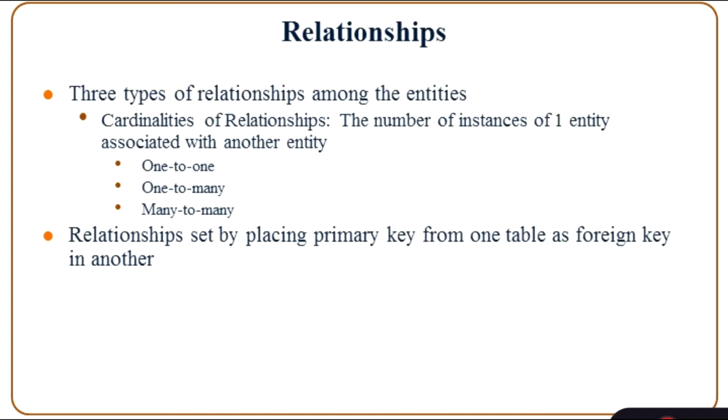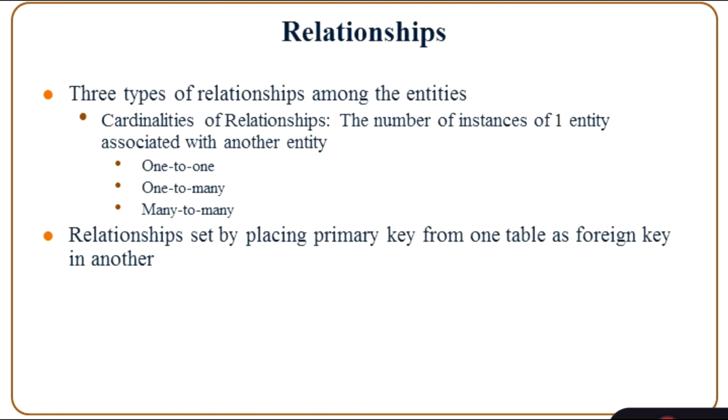An example for one-to-many relationship is when we have employee department relationships. Each department may have multiple employees. On the reverse relation, each employee belongs to one department. And finally, an example for many-to-many relationship is when we have student-course relationship. Each student may take many courses, and each course can be taken by many students. Relationships are set by placing primary key from one table as a foreign key in another table.